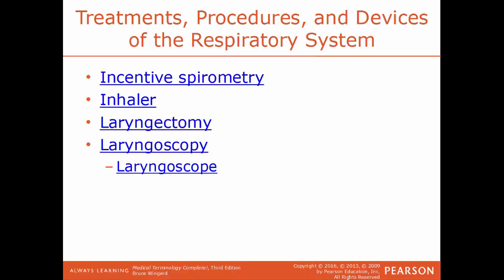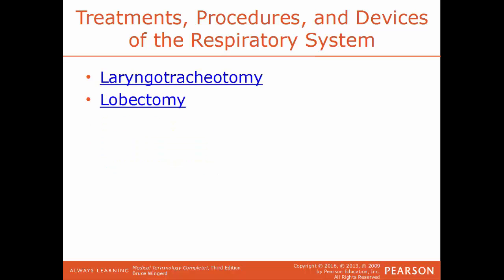Laryngectomy. This is the surgical removal of the larynx, the voice box. It's usually done to treat cancer of the larynx. The next two terms are related to each other: laryngoscopy, the process of viewing the larynx, and the tool they would use to do so would be a laryngoscope. Laryngotracheotomy. This is the process of cutting into the larynx or cutting into the trachea. Lobectomy. This is the surgical removal of a lobe of the lung.